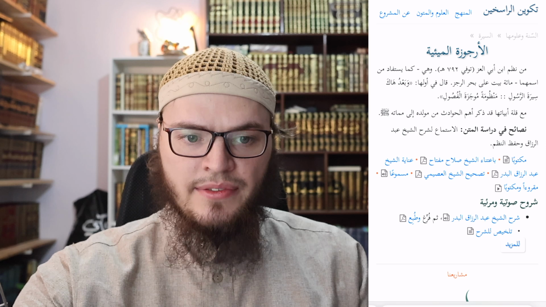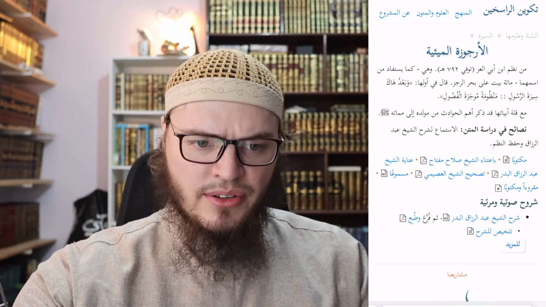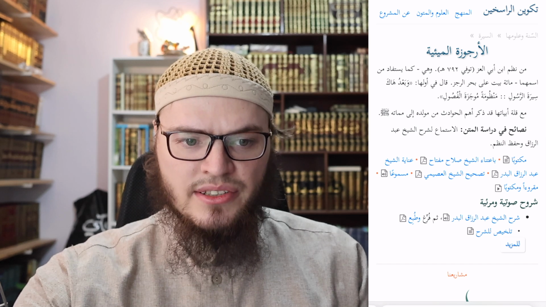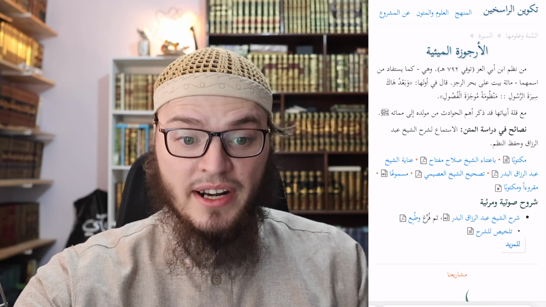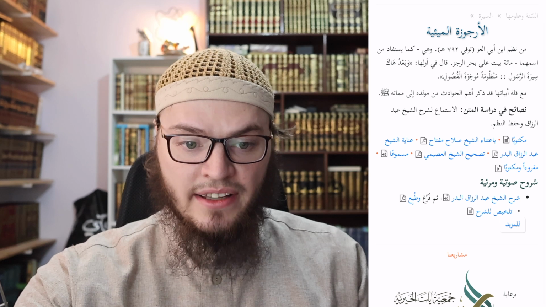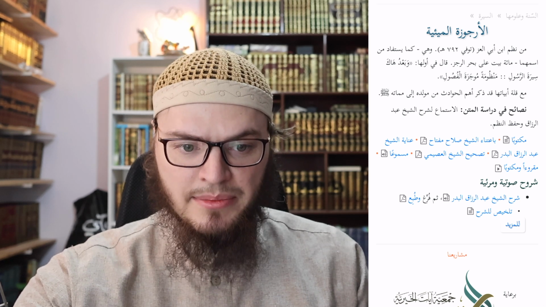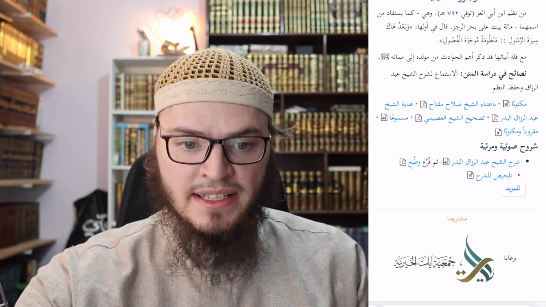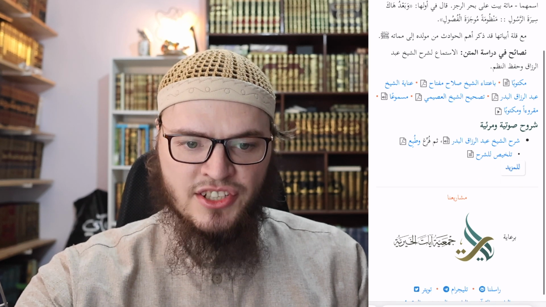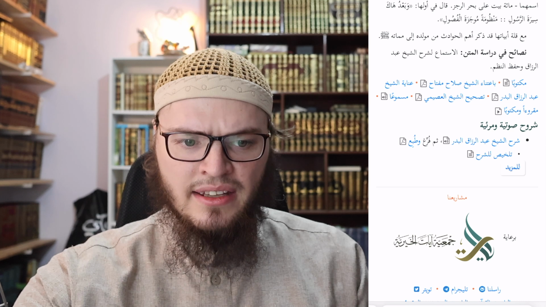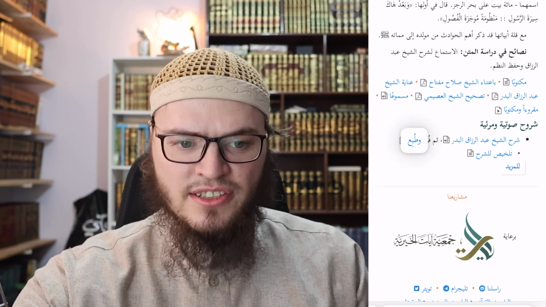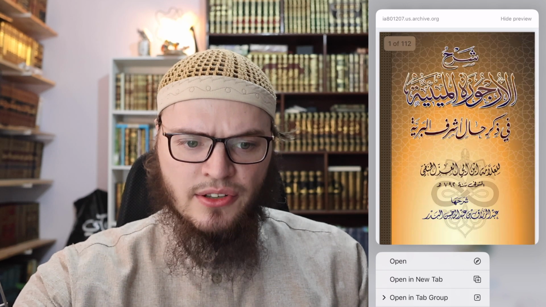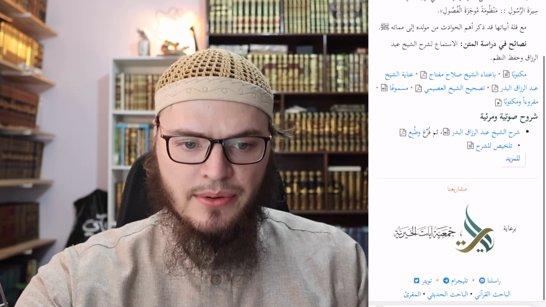For instance, here if I go to Urjuzatul Mi'iyah, he talks about what its benefit is, and then here you'll have a version of the maktuba, something that's written down, and he has a couple of different versions of the actual nadam itself, the matan itself, and then also a sharh. He has the sharh sawtiya, and then he also has what tubi'a, like a PDF of that version.